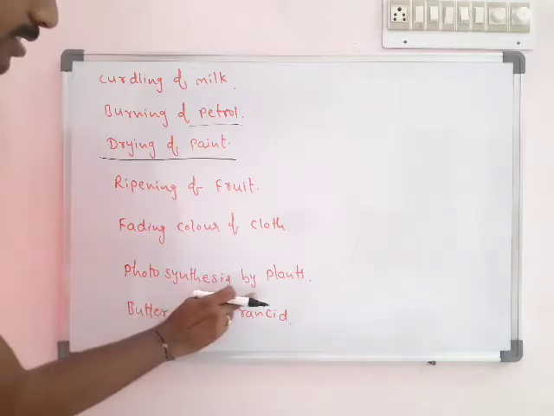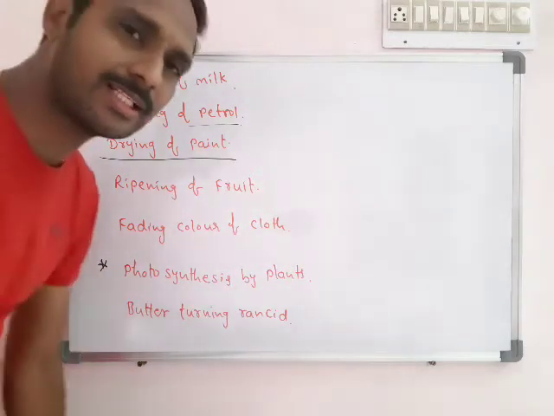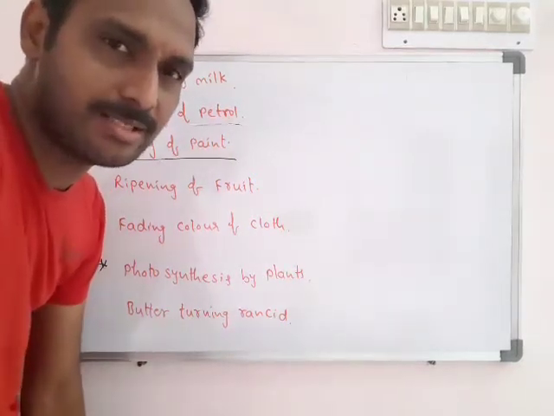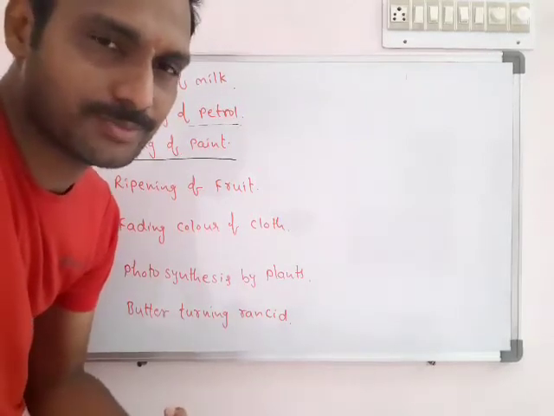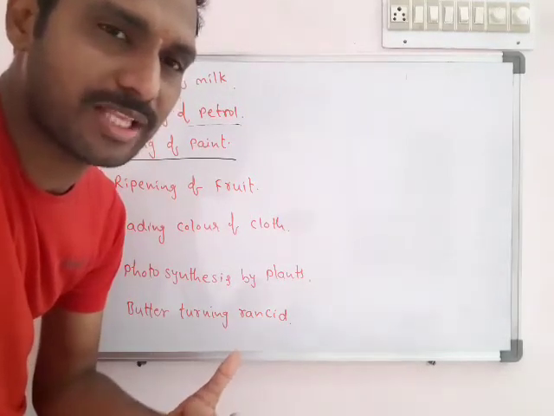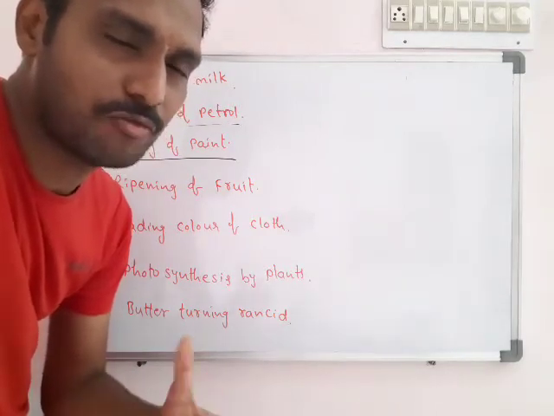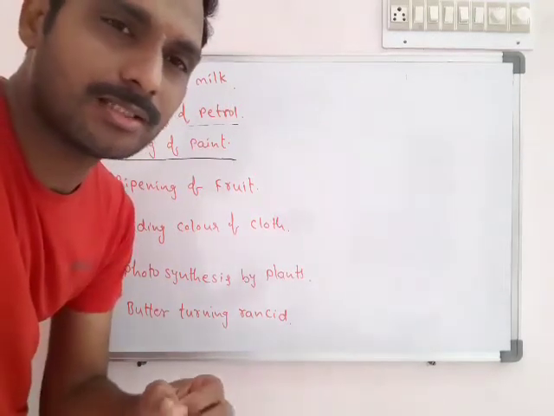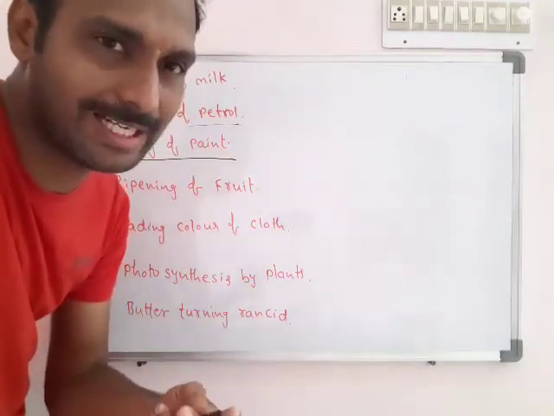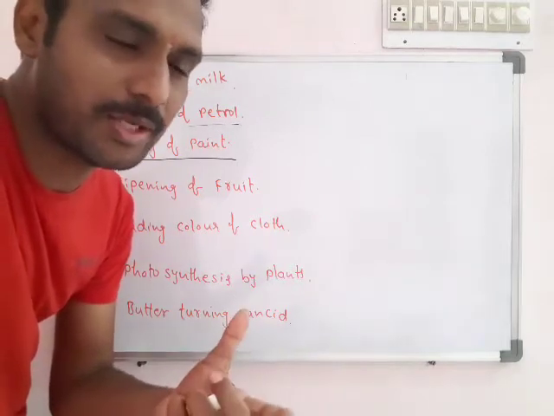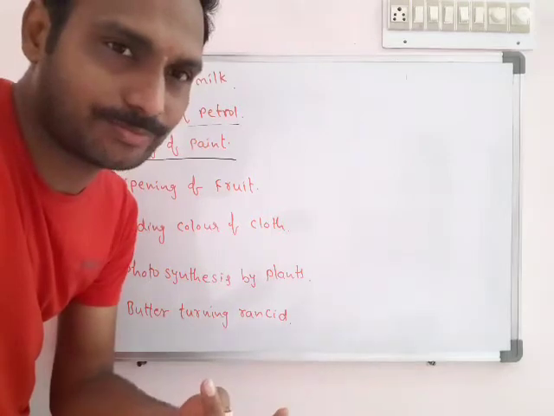Next, photosynthesis by plants. So what is meant by photosynthesis? Just like the digestion in our body, plants also make energy with the help of water and sunlight. You know that photosynthesis means the formation of glucose. Generally the formation of glucose, that is called energy, by using sunlight and water.